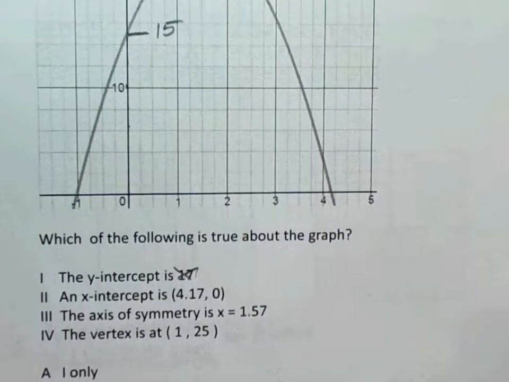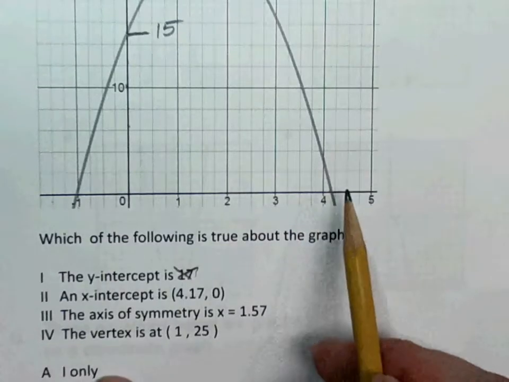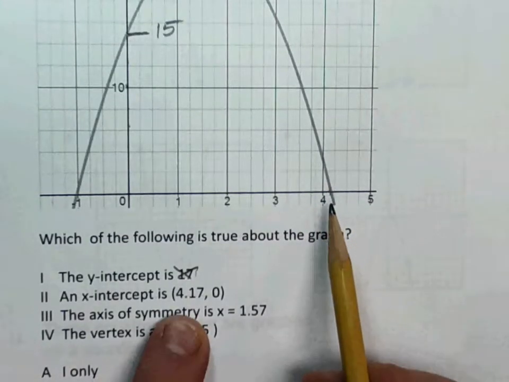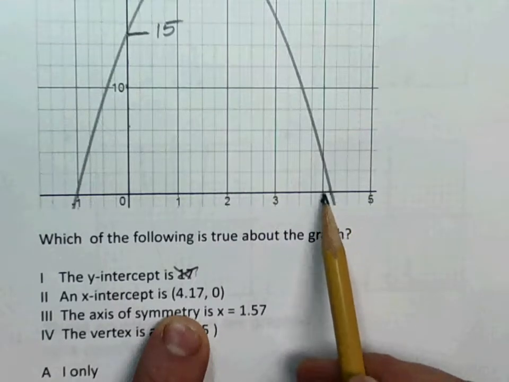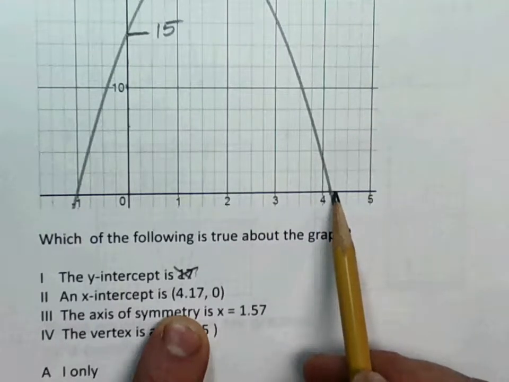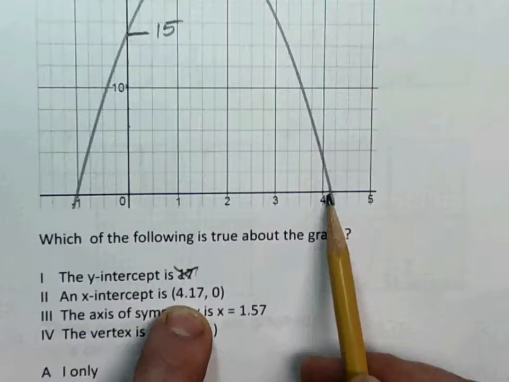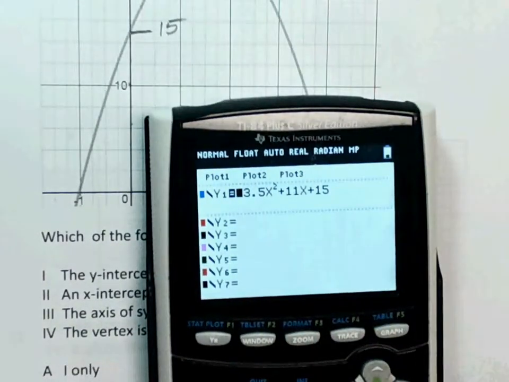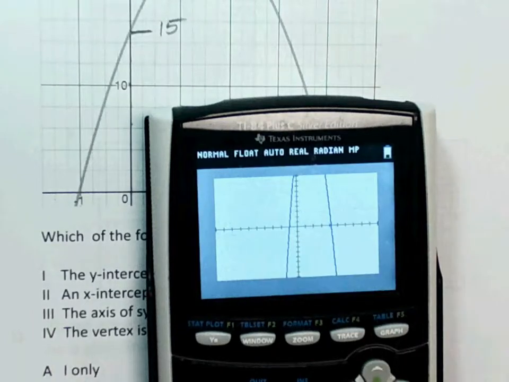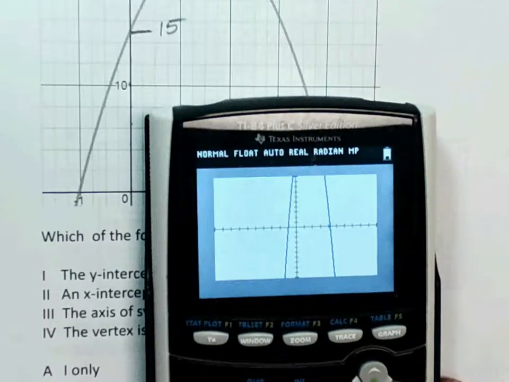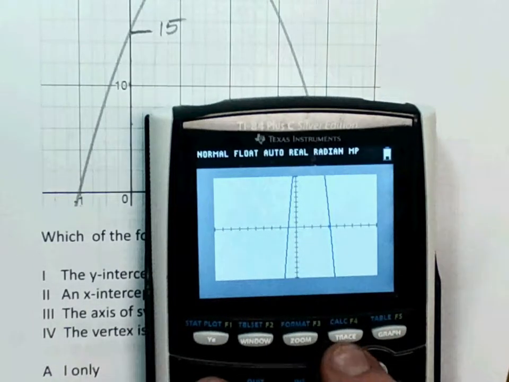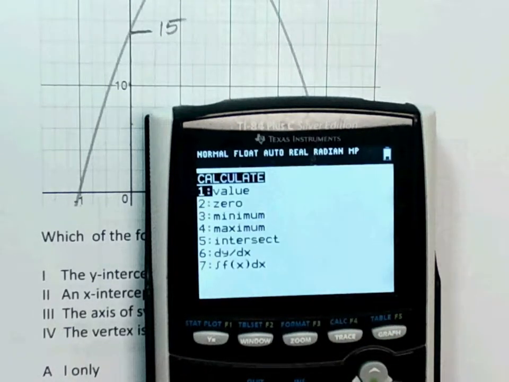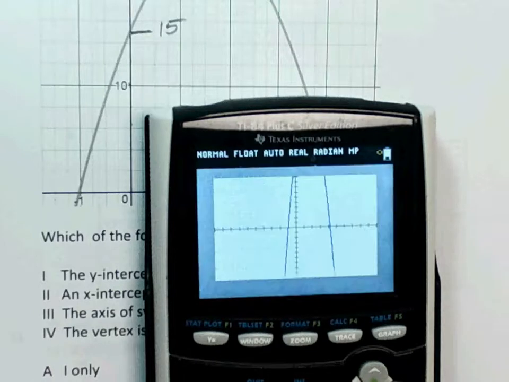Alright, an x-intercept. Now if you look over here, an x-intercept is also known as a 0 or a solution. It looks, I mean, this is about 4.25. It looks like that's going to be true, but we can actually prove that by doing our estimation. So we graphed it. We're going to do second calc, and we want to do a 0.